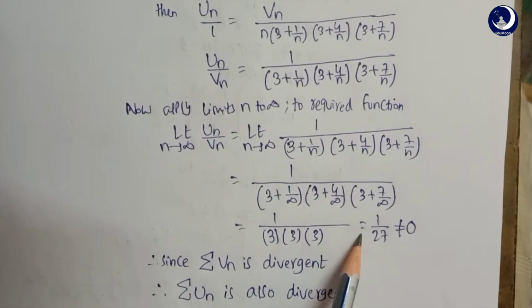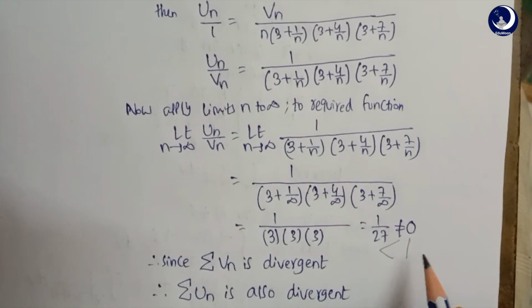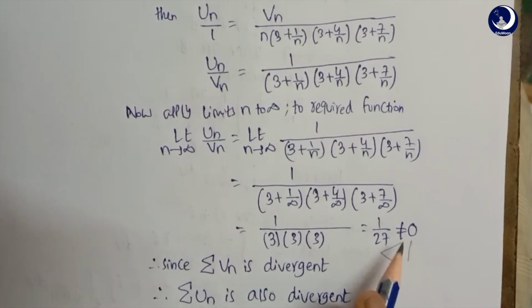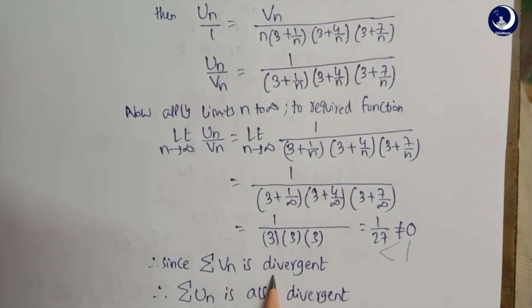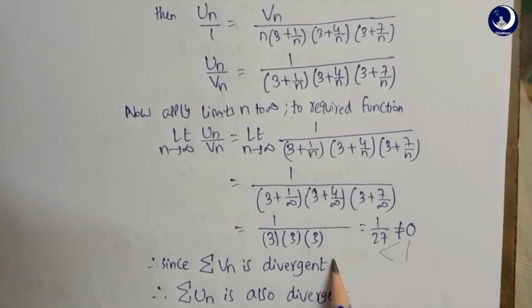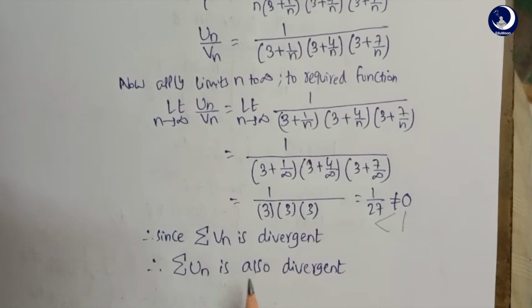If you see this, it is a finite nonzero value, less than 1. Since sigma vn is divergent, and if vn is divergent, then automatically un is also divergent. So we conclude that the series un is divergent.